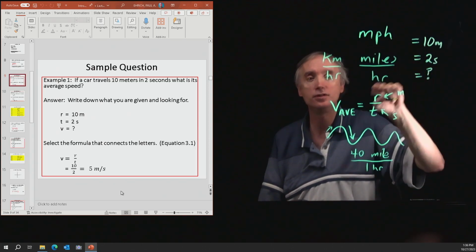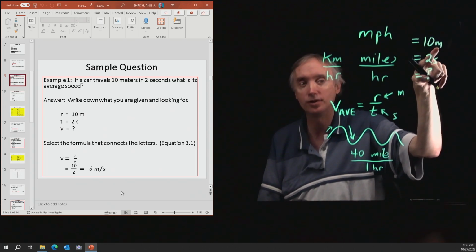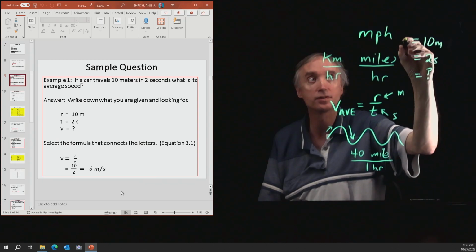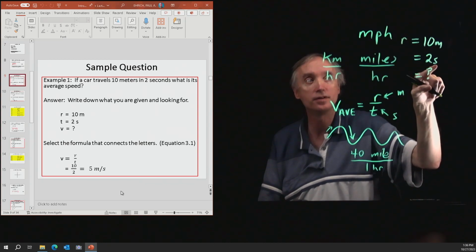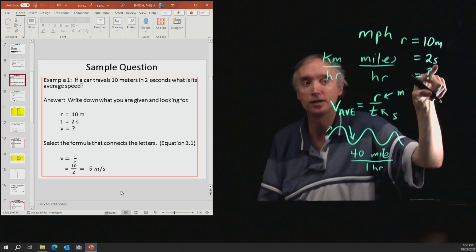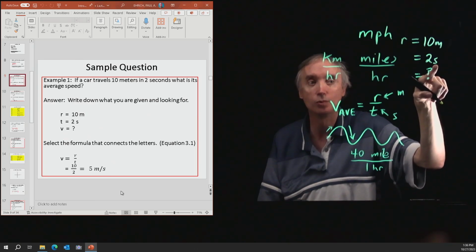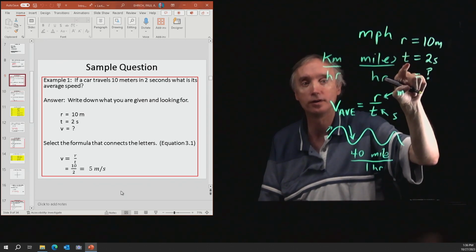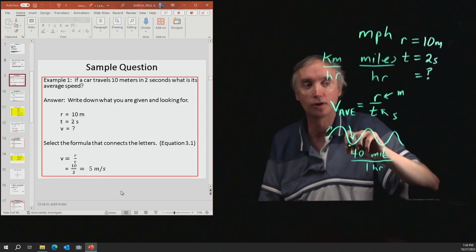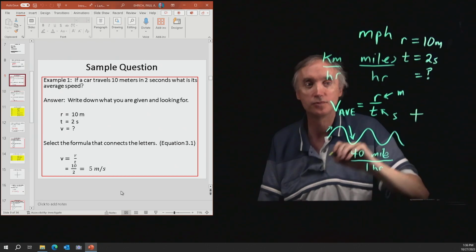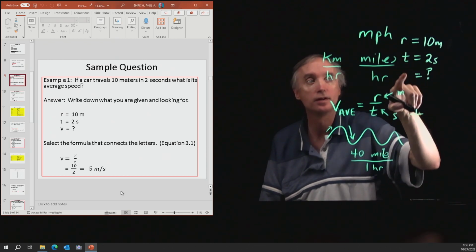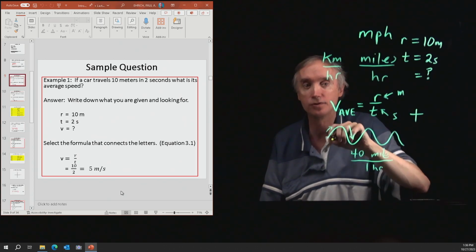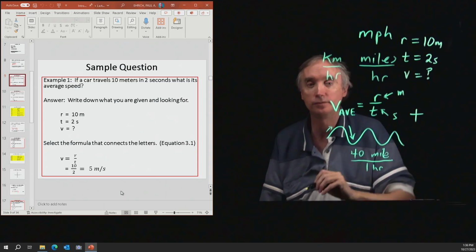And now look at the units. Meters is a unit of distance, and the symbol that I use for distance is the letter r. Seconds is the official metric unit that goes with time, and that's going to be the lowercase t. Notice that I put a hook on it because you don't want to mistake that for a plus symbol. So I always like to put a hook on the end of my t's. And then the question mark, what are we looking for? Well, it says, what is its average speed? So we're going to be looking for v.